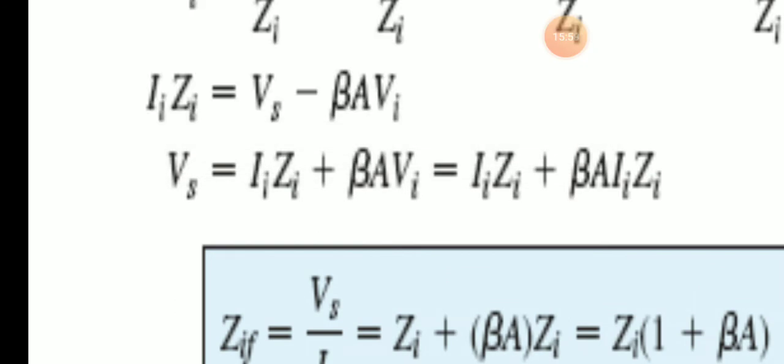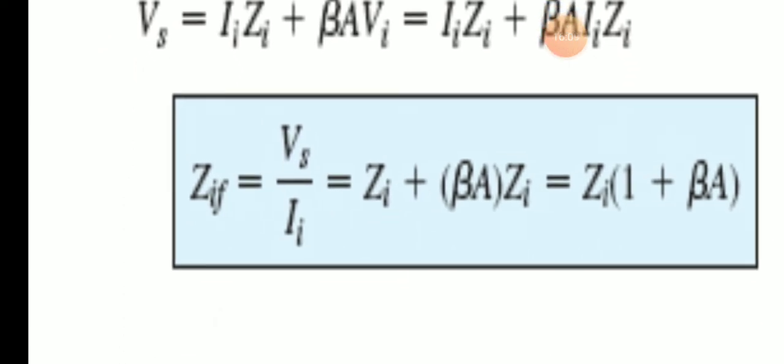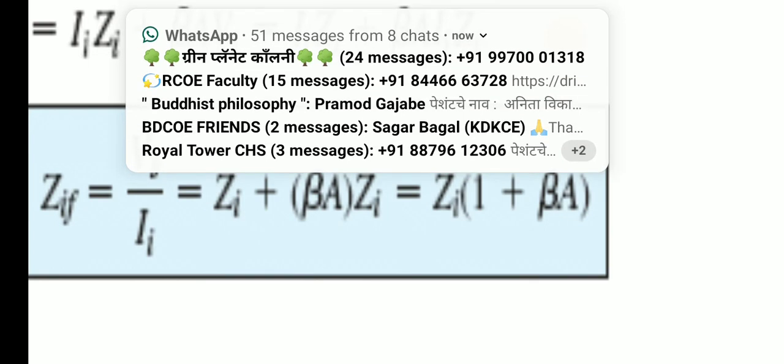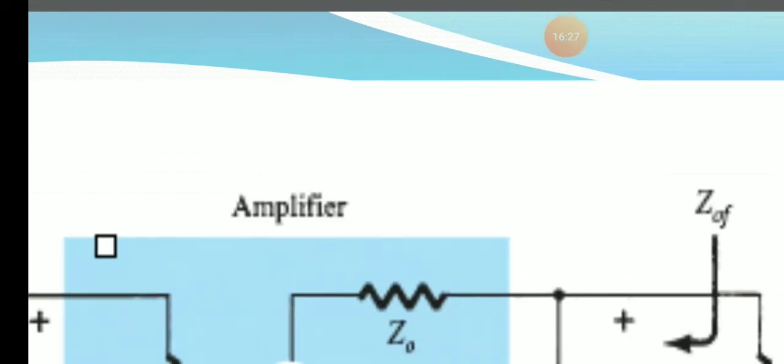So here the input current into Zi plus beta A times input current into input impedance. So we can calculate the feedback input impedance, which is nothing but the source voltage by the input current. Finally we get Zif equals Zi into (1 plus beta A). So this may be asked.